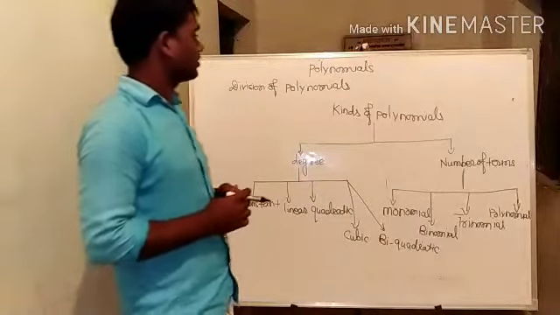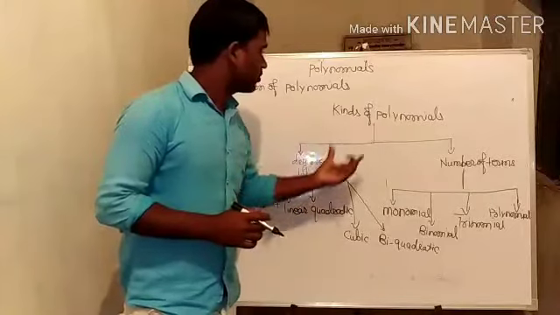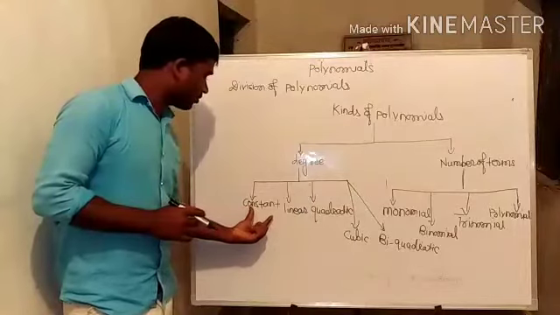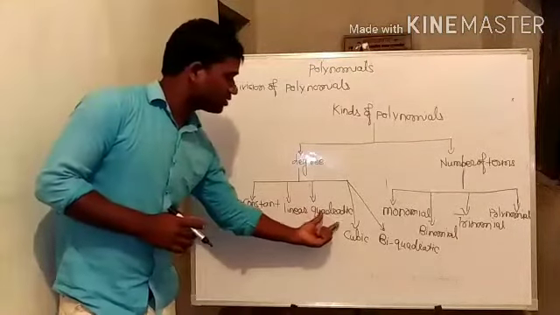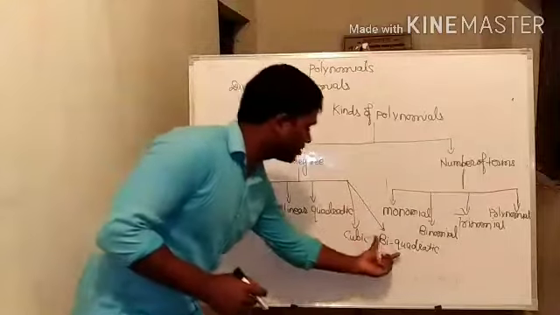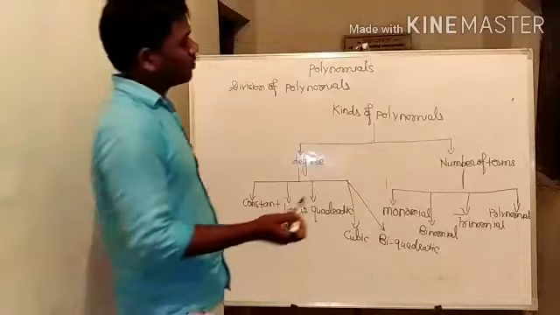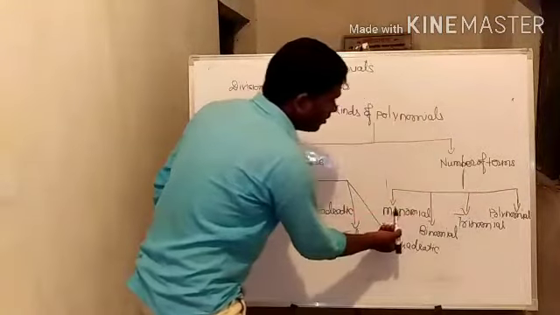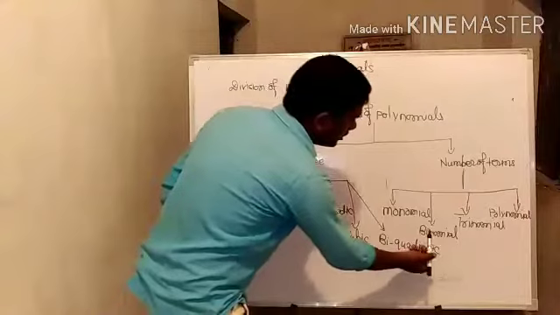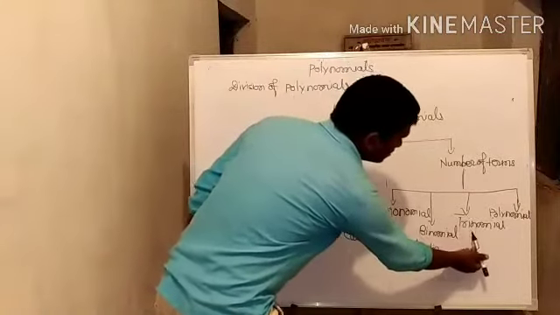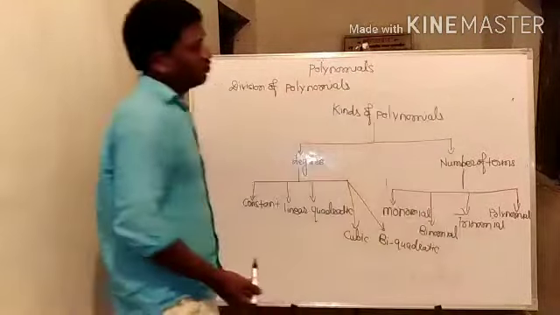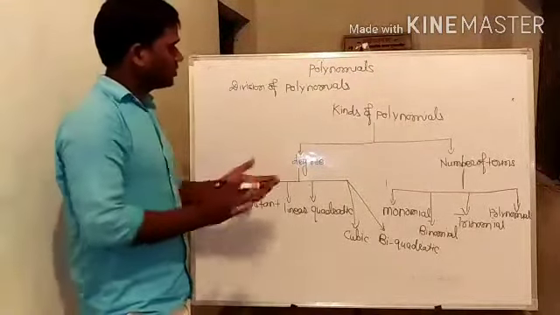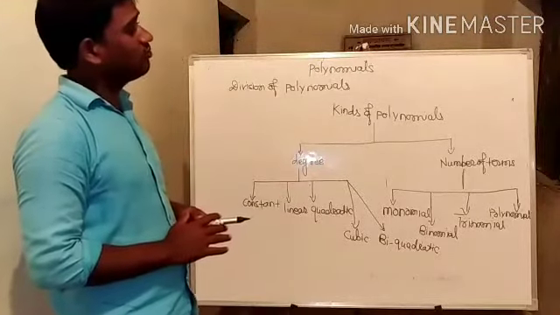Once again, I repeat the kinds of polynomials according to degree. The first is constant, second is linear, third is quadratic, fourth is cubic, and fifth is biquadratic polynomial. And according to the number of terms, the first is monomial, second is binomial, third is trinomial, and fourth is polynomial.